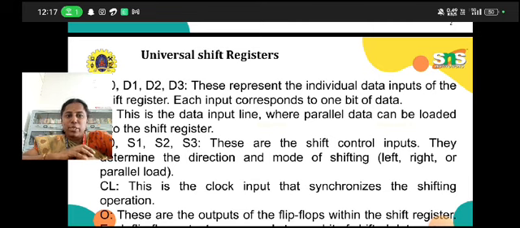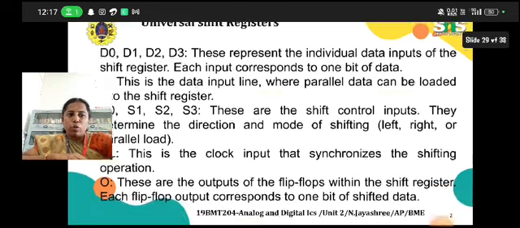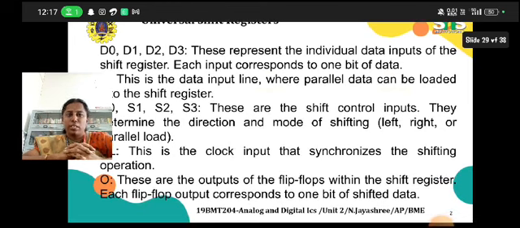S0, S1, S2, S3 are the shift control inputs. These determine the direction and mode of shifting. This is the clock input that synchronizes the shifting operation. The Q outputs are the outputs of the flip-flops within the shift register. Each flip-flop output corresponds to one bit of shifted data.